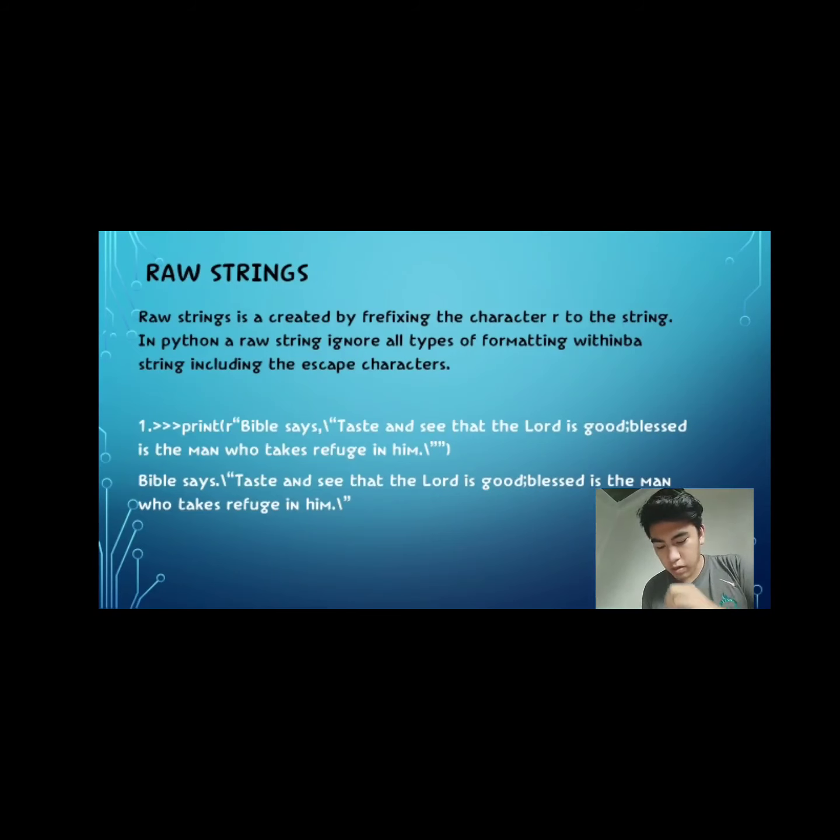Next is raw string. A raw string is created by prefixing the character R to the string. In Python, a raw string ignores all types of formatting within a string, including escape characters. So, ang raw string daw po is ginawa siya via prefixing characters. So, ang raw string din is nag-ignore ng all types of formatting including the escape characters. So, ang isang example po natin nandito is print: our Bible says taste and see that the Lord is good. Blessed is the man who takes refuge in him.